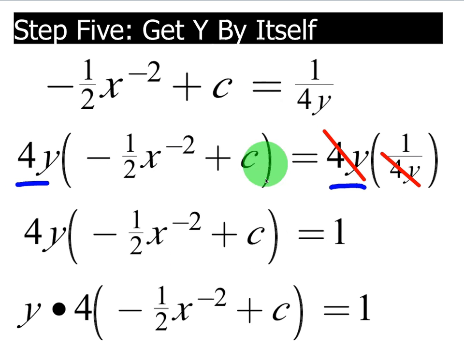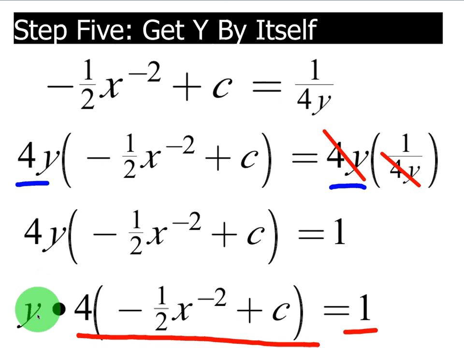So now you can see what you can do is you can basically move the 4 over, so 4y becomes y times 4, and then divide the entire right side. Now that these canceled, I just have 1. Now I can divide the entire side by all of this stuff right here. So I'm going to be dividing by 4 times negative 1/2 x to the negative 2 plus c, and that will give me the y by itself.